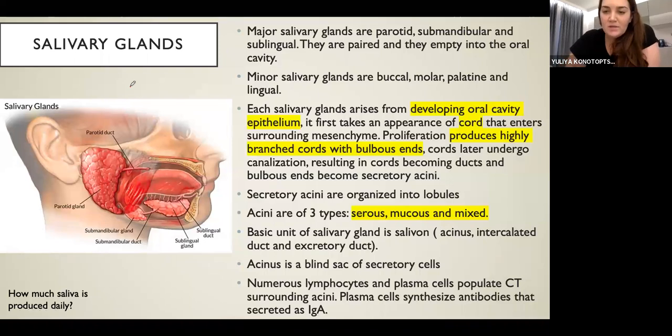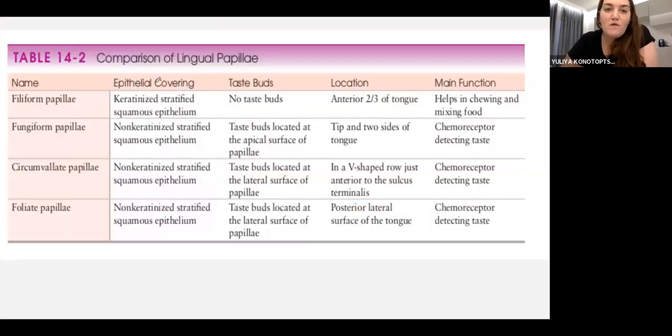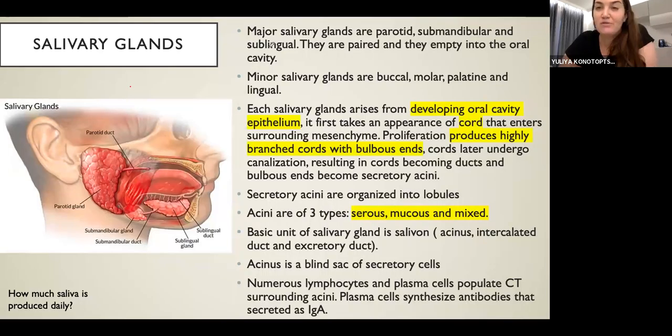So let's begin the salivary glands. We'll talk a little bit more details about them, right? So we have finished with the papilla, that there are 4 types of papilla on the specialized mucosa of the tongue, right? So papilla, they contain the taste buds. So I hope there were no questions there. So let's begin with the salivary glands.